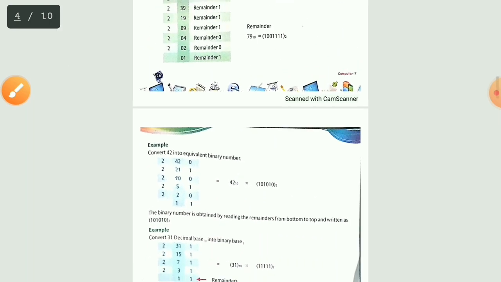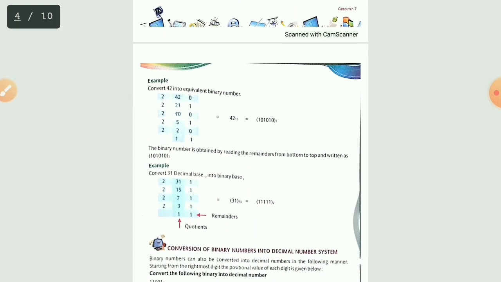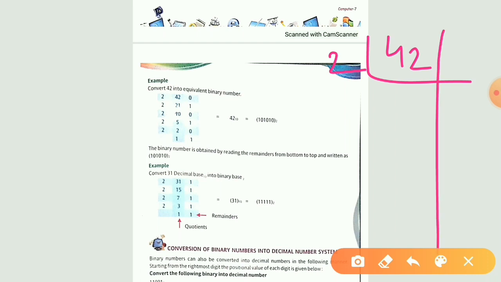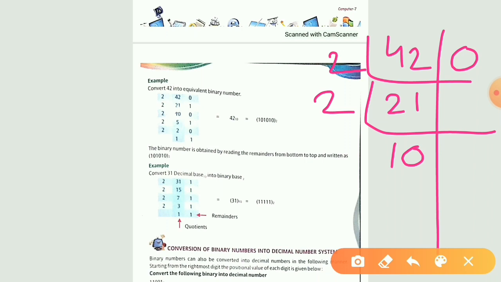See students, 42 over there. Divide this 42 by 2, then you will be getting 21 as a quotient, and it is completely divided, so 0 as a remainder. Again divided by 2, you will be getting 10 as a quotient as well as 1 as a remainder. Again divided by 2, then you will be getting 5 as a quotient, then 0 as a remainder.